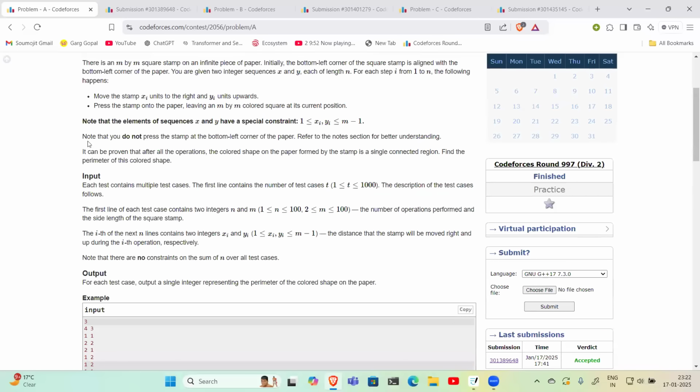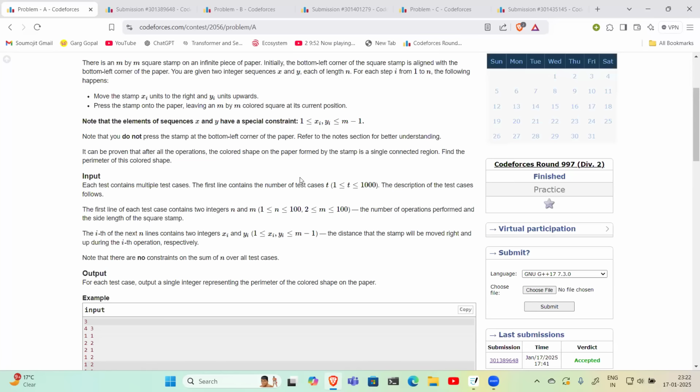Note that you do not press the stamp at the bottom left corner of the paper. Refer to the notes section for better understanding. It can be proven that after all the operations, the colored shape on the paper formed by the stamp is a single connected region. Find the perimeter of this colored shape.